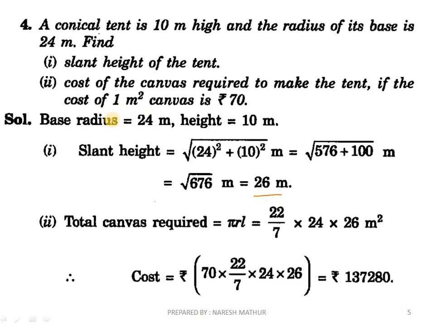Now the cost of the canvas required to make the tent, if the cost of 1 meter square canvas is 70 rupees. For finding the total area of canvas, we need to find the CSA of the cone. We simply apply the formula pi r l, and since we need the total cost of the canvas, we multiply it by 70. So we'll get the total cost of canvas which is required.